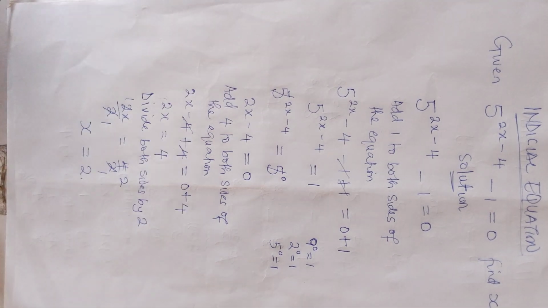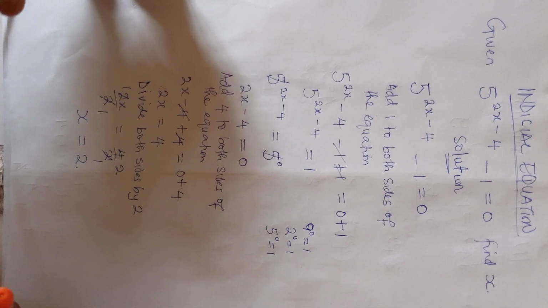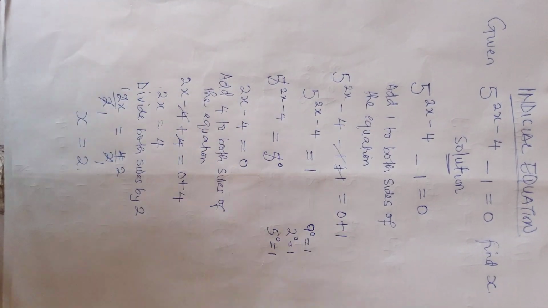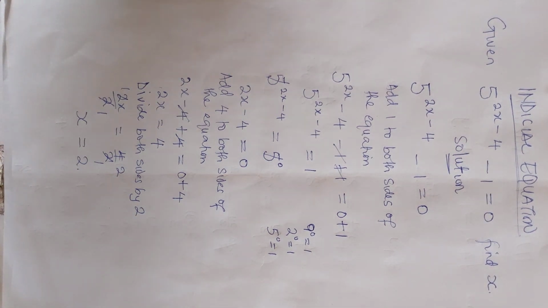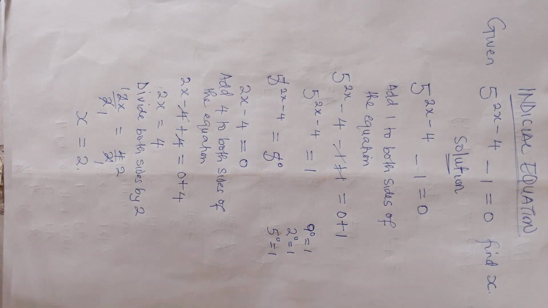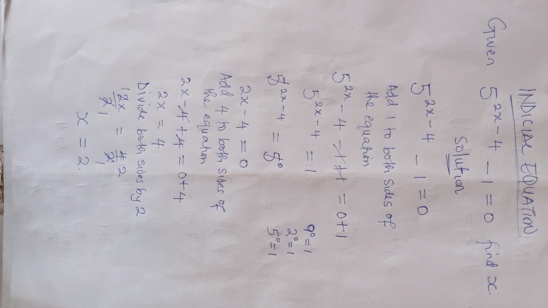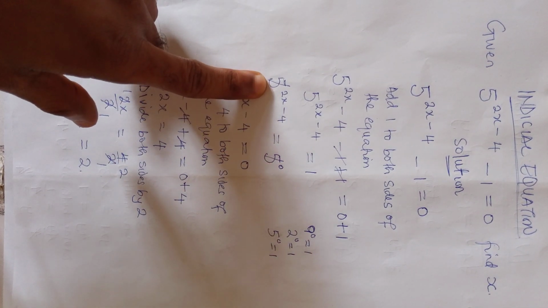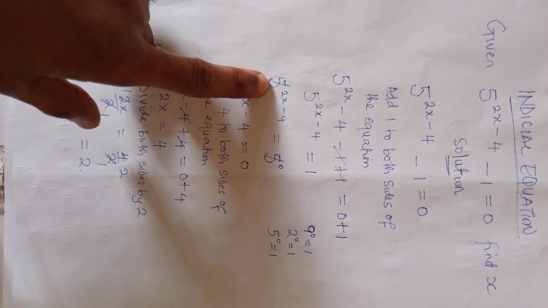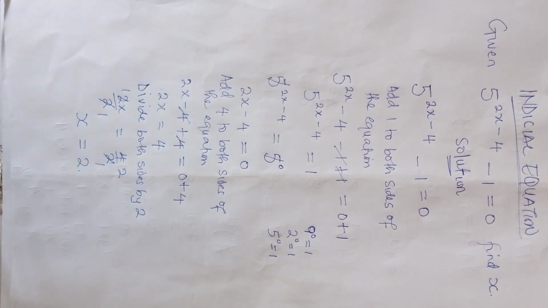So viewers, basically that is how to solve an indicial equation of this form. Note that in indices, any number raised to the power of 0 is 1. And so we can actually implement it here to interpret the law this way. And we are using 5 here because the base here is 5. So assuming the base here was 2, we would have used 2 here so that we have equal base.